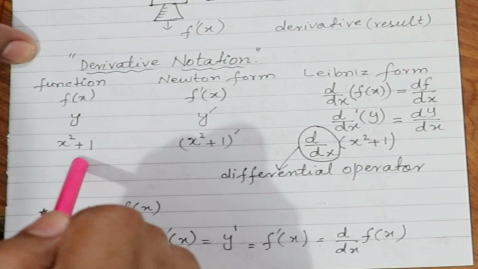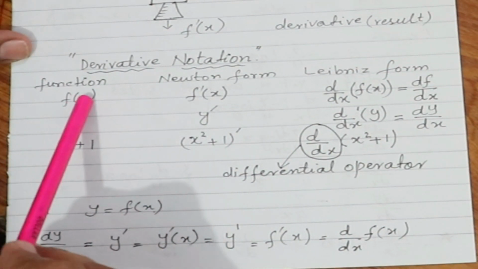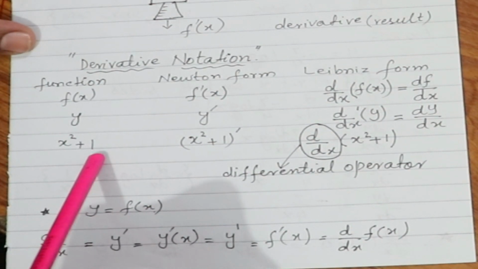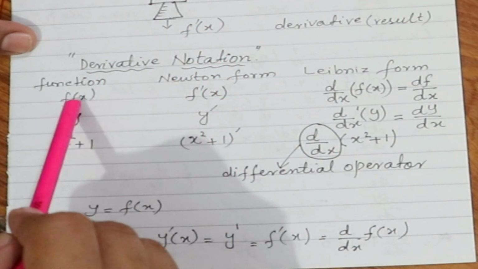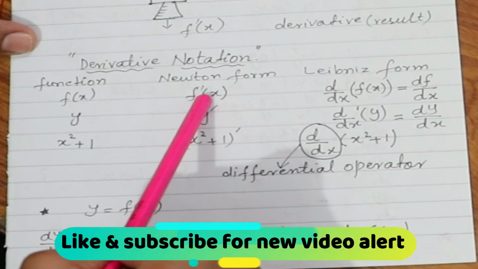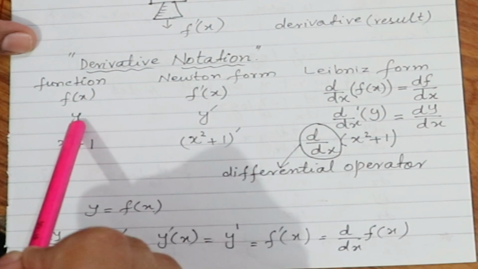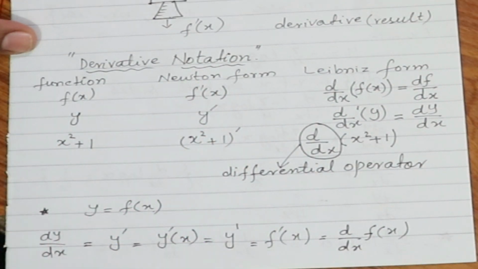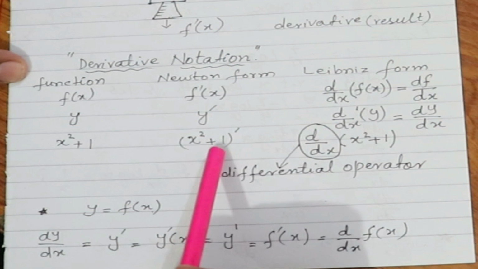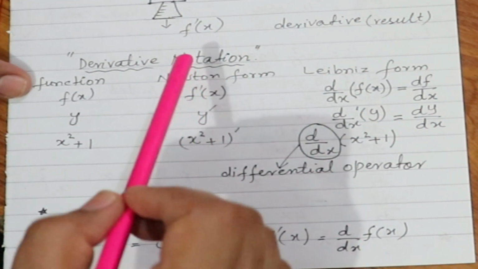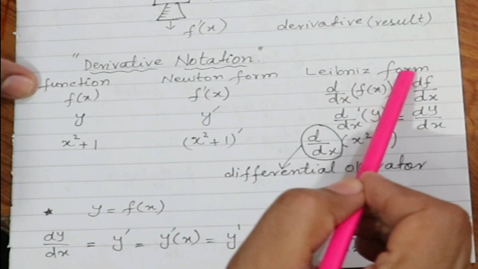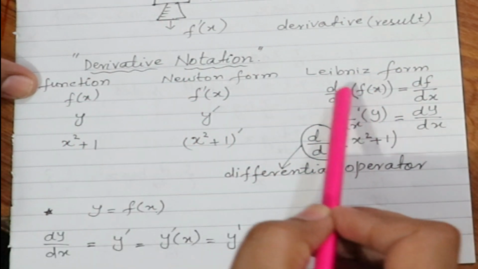Here we have three functions which we represent: f of x, y, and the third function is x square plus 1. In Newton's form, the function f of x we represent as f prime x, the function y we represent as y prime, and the function x square plus 1 as x square plus 1 whole prime. It is Newton's form.